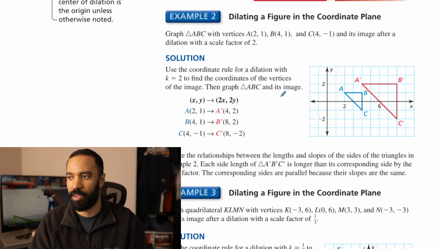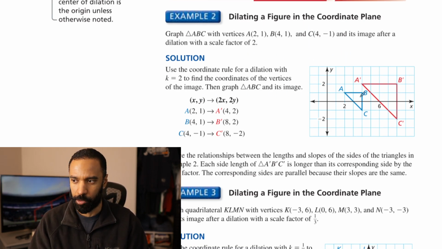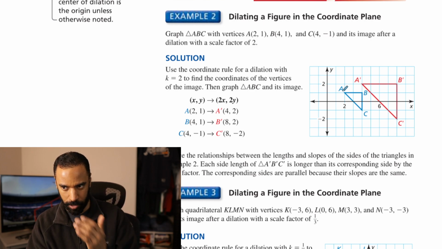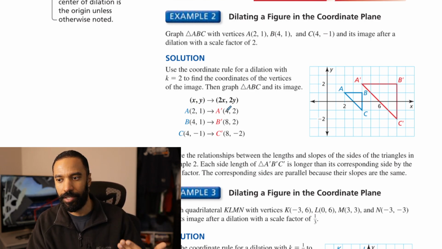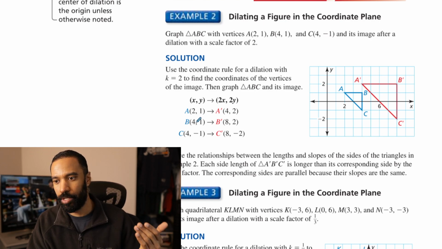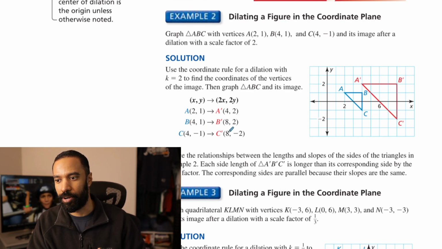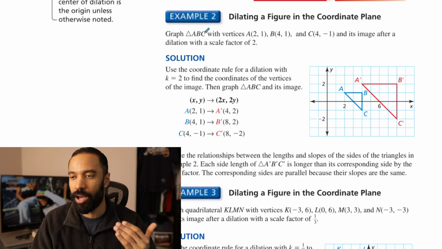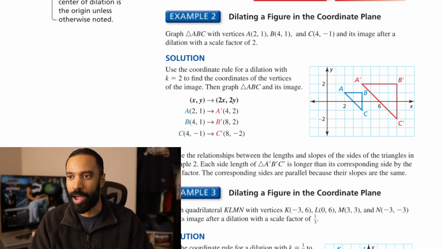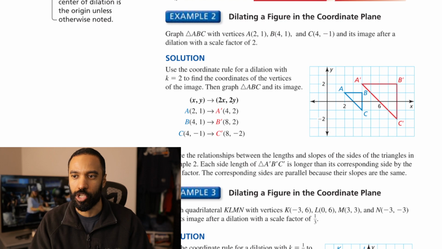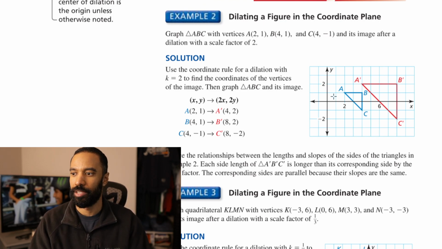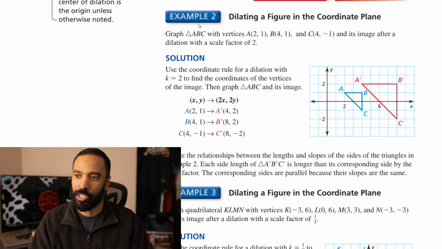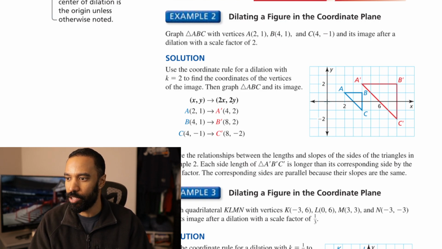So here's an example. If you have a scale factor of 2 from these original points A, B, and C, you identify where those points are, or they give them to you, and we double them. From (2, 1), the 2 and the 1 get doubled to (4, 2), (4, 1) get doubled to (8, 2), and (4, -1) get doubled to (8, -2). So not only is this triangle twice as far out from the origin as the original object is, but the triangle is now twice as big.